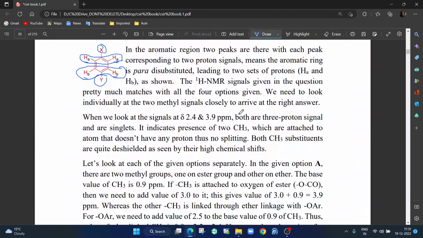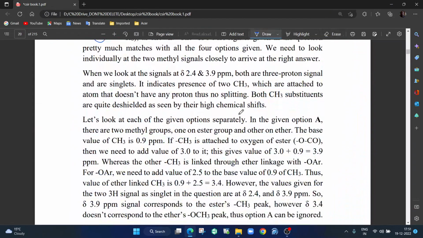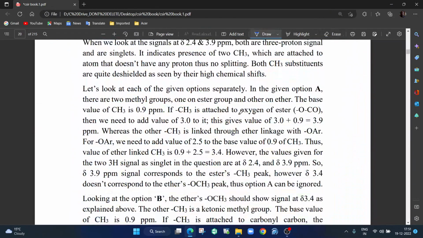You can read through it. I am going slowly. You can pause also if you are not able to read.